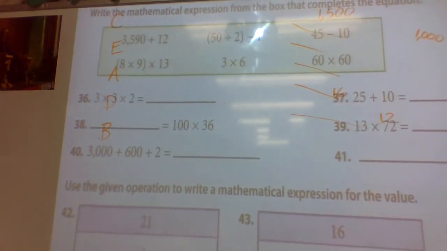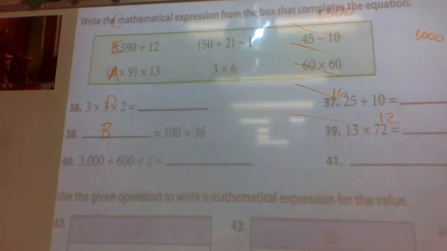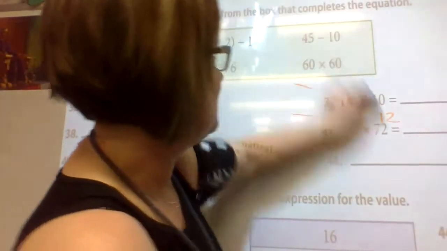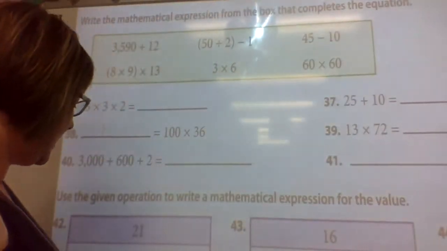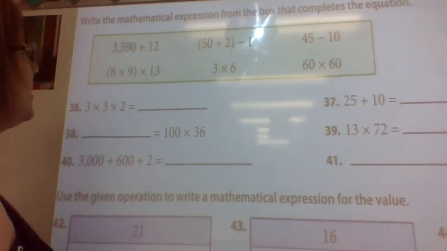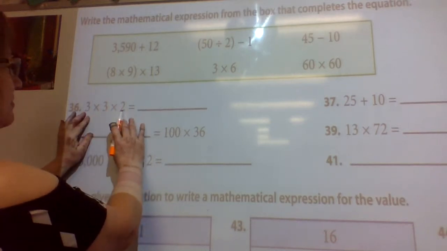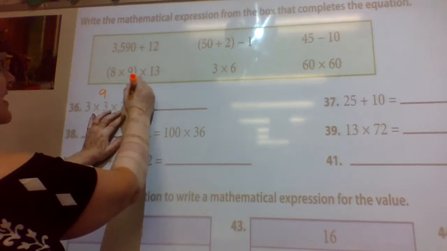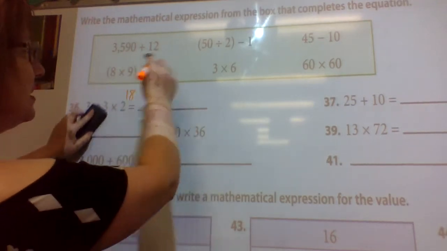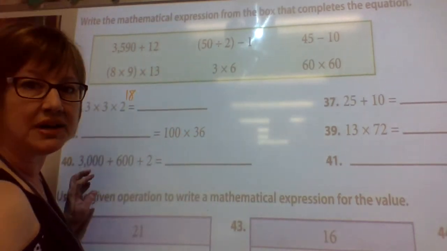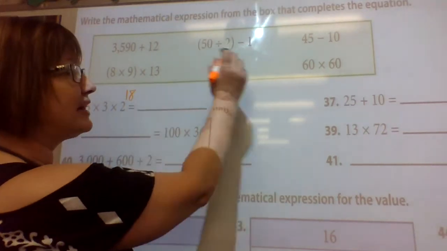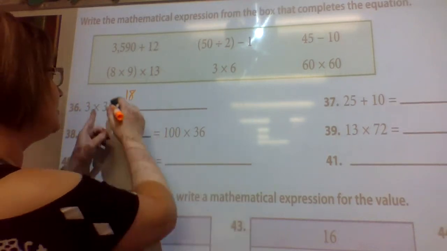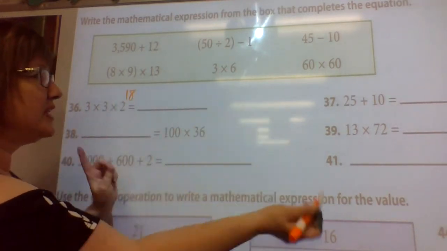All right, so then the next section says to write the mathematical expression from the box that completes the equation. We're pretty much doing the same thing, only instead of writing the letters, we're going to write the expression in the blank. Okay, so 3 times 3 times 2, same thing as we did up there. 3 times 3 is 9, times 2 is 18. So we need one of these up here that equals 18.